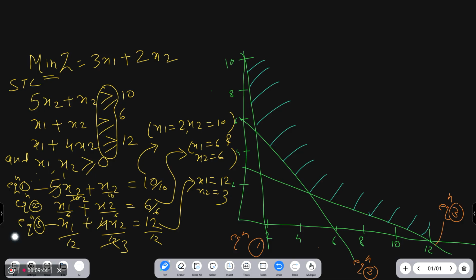Now, what is the region you will get? This will be my first point. I will call it A. From this line to this line, this will be my point B. From this line to this line, my point will be C. And from this to this point I will take it as D. Now these are the naming conventions. What you want, you can specify there.